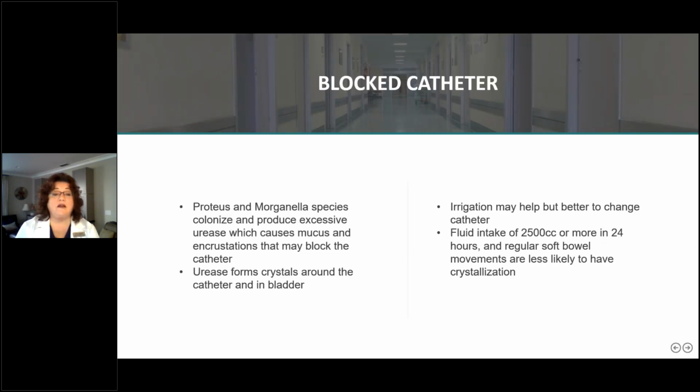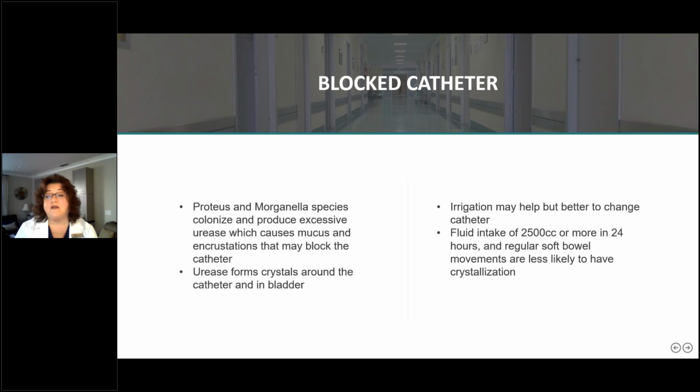Proteus and Morganella species can colonize and produce excessive urease. Urease causes the mucus and the incrustations that can block the catheter, forms the crystals around the catheter and in the bladder. So sometimes irrigation can help with that, but it's better to just change that catheter because it's gone.